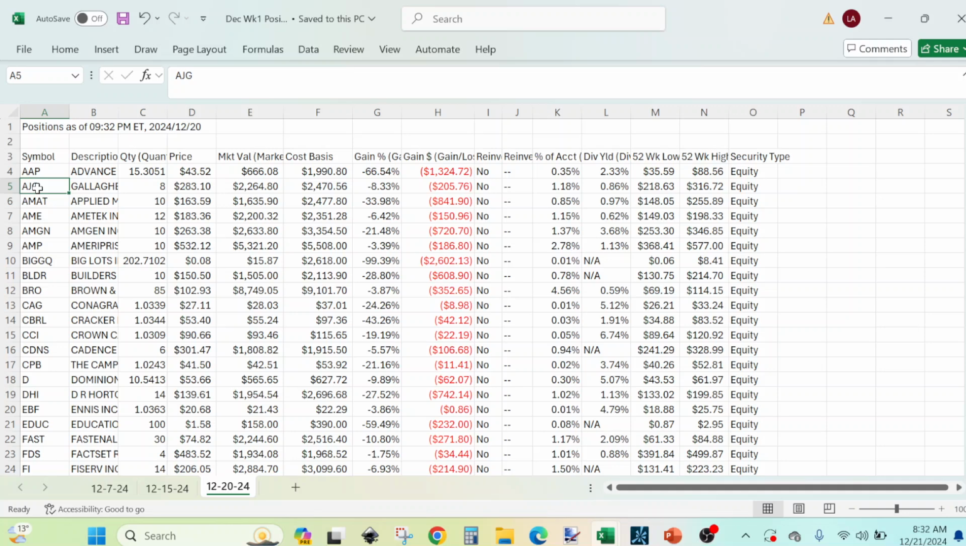So we purchased it for swing trading, some for dividend income, and that could be a stock that could go bankrupt on us. I don't know.